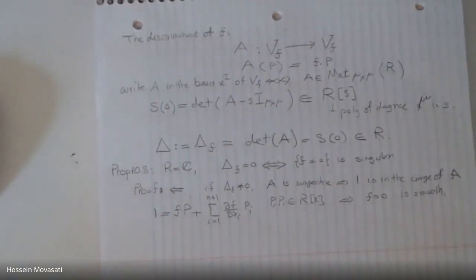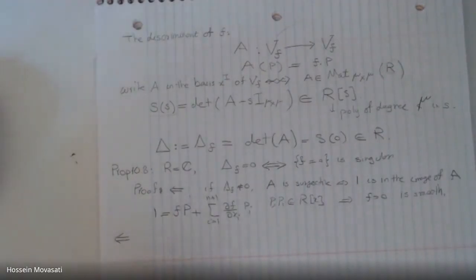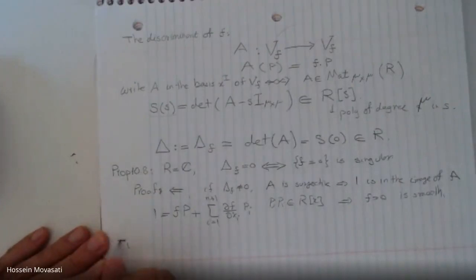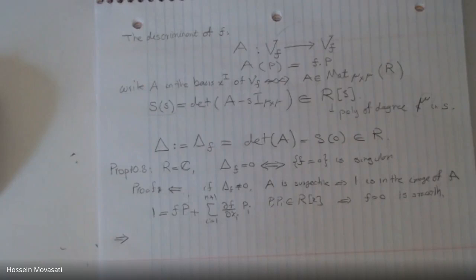And the other direction is also easy. You just have to understand the characteristic polynomial of them.